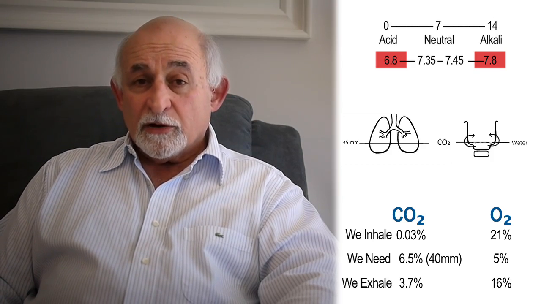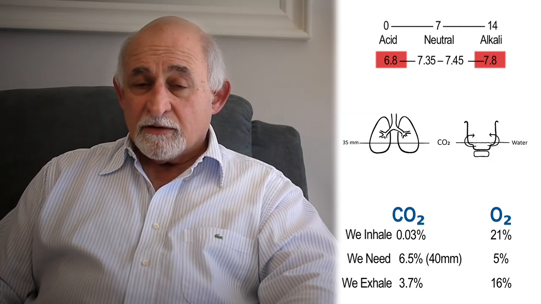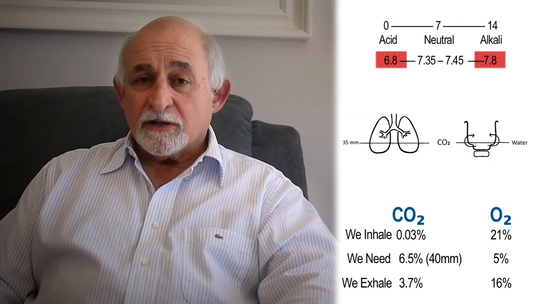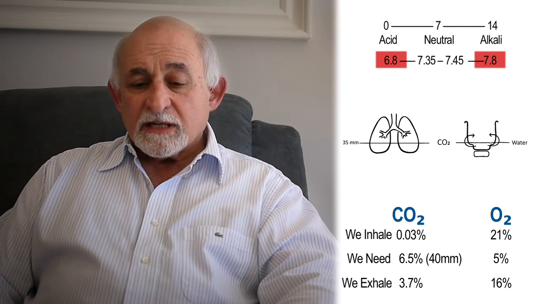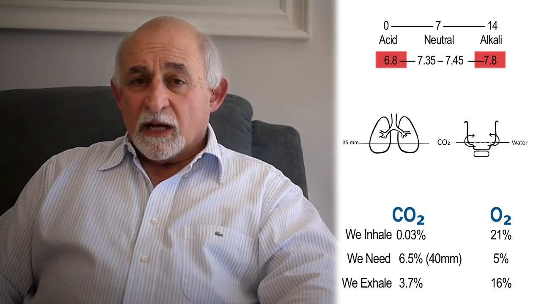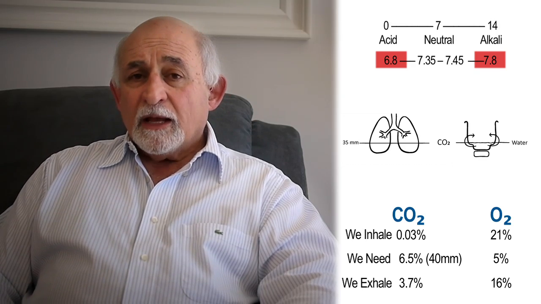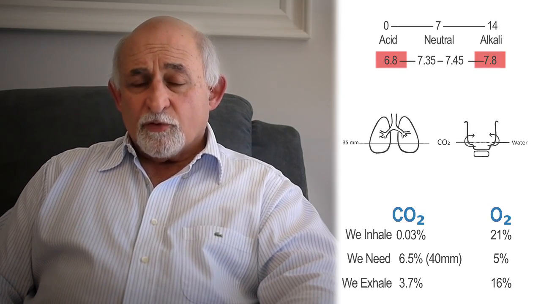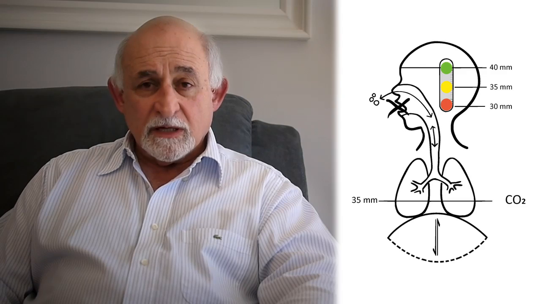Should that fall below 35 millimeters pressure, that is when we start to experience imbalances which turn themselves into symptoms. Optimally, as we discussed, the lungs would like 40 millimeters pressure of carbon dioxide. And the brain is set to trigger breathing when carbon dioxide reaches that 40 millimeter mark.